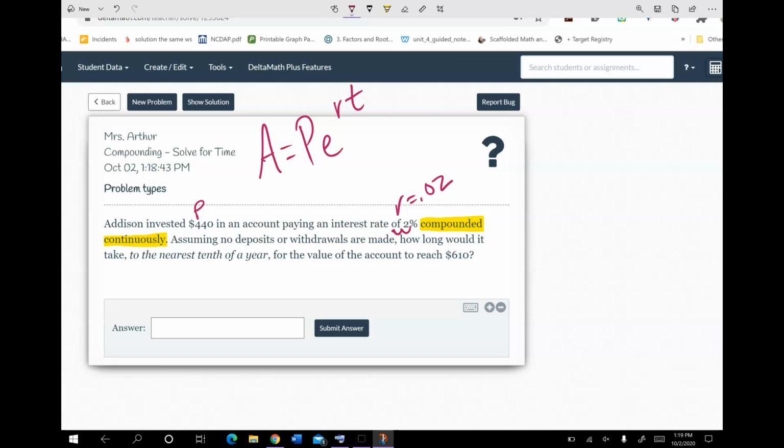It said for the value of the account to reach. When it says reach, that means it's your A value. Okay? So here I'm missing T as my missing variable. So A is 610 equals your P, 440, times E to the 0.02 times T.